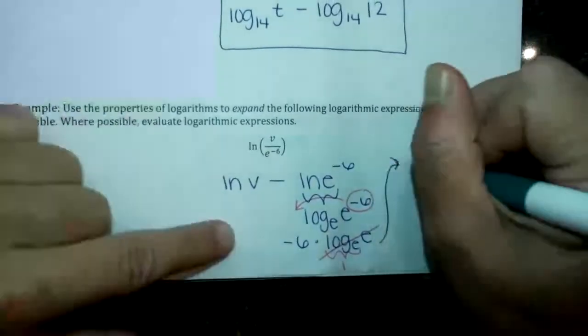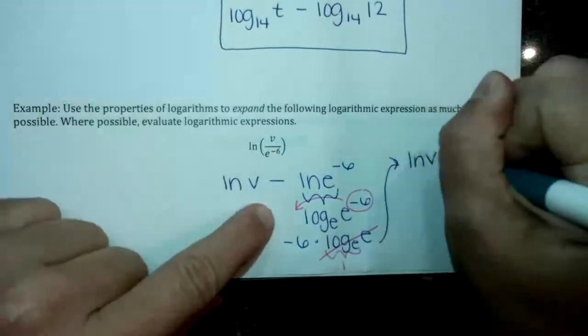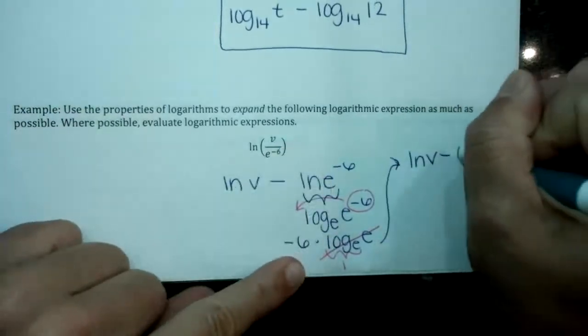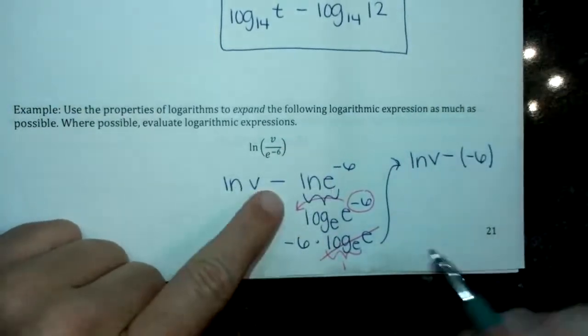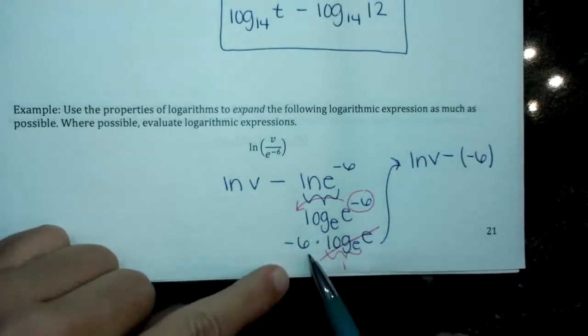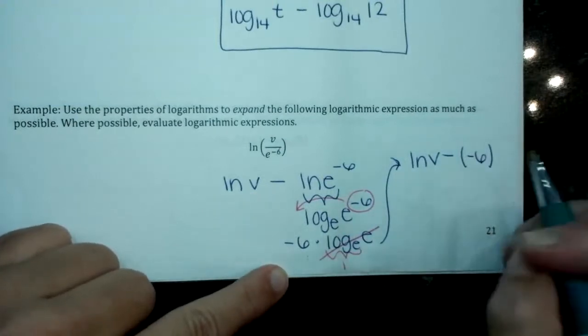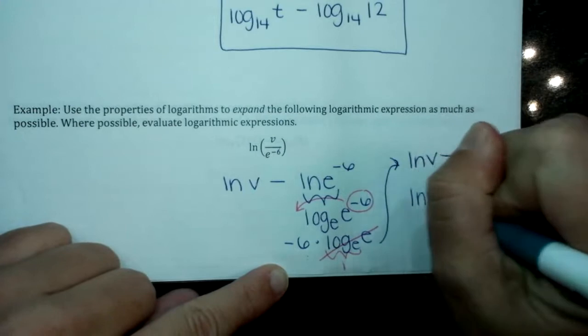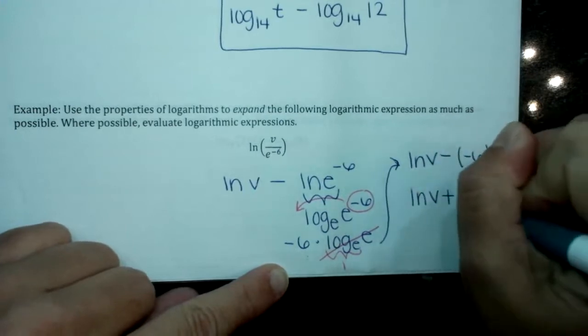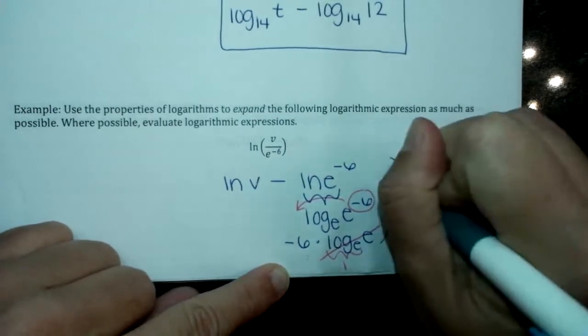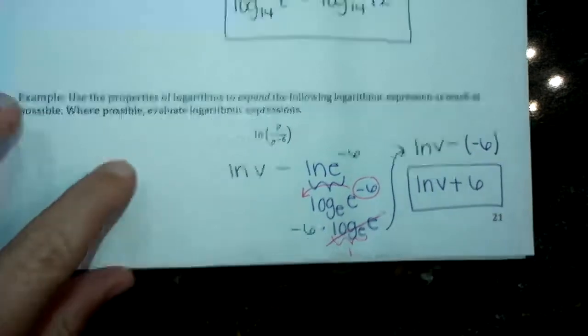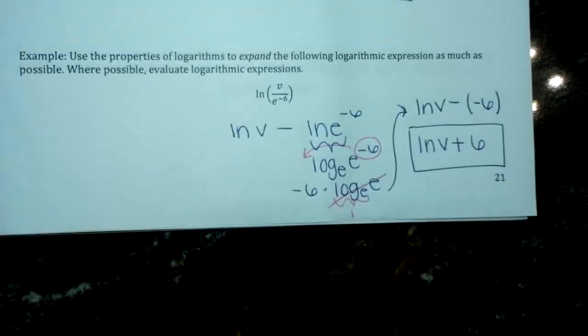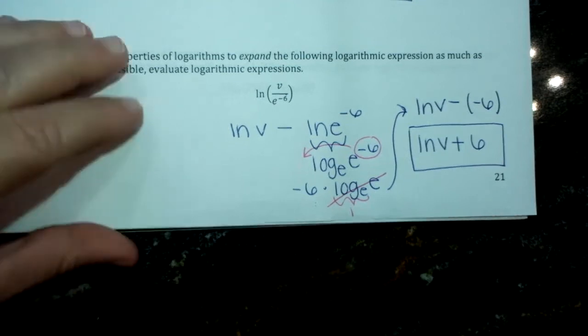Let's come up here, I guess. Natural log of v minus this whole thing simplified down to negative 6. Those two negatives can make a positive. So natural log of v plus 6 is my final answer. That's as far as I can simplify it down. Natural log of v plus 6. All right, next page.